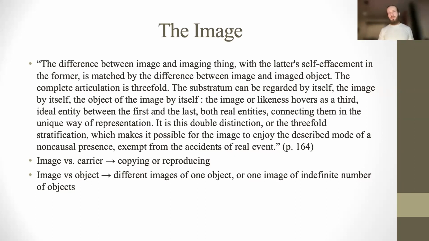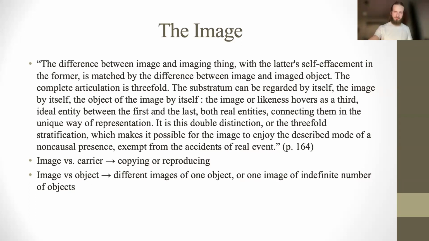The substratum can be regarded by itself, the image by itself, the object of the image by itself. The image or likeness hovers as a third ideal entity between the first and the last, both real entities, connecting them in the unique way of representation. It is this double distinction, or the threefold stratification, which makes it possible for the image to enjoy the described mode of a non-causal presence, exempt from the accidents of real event.